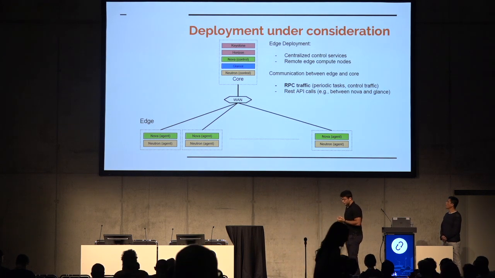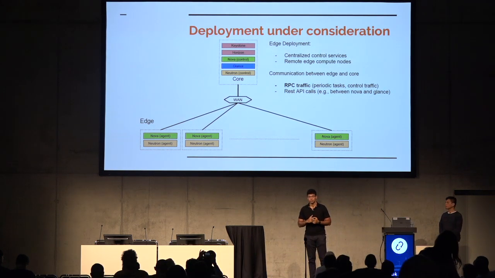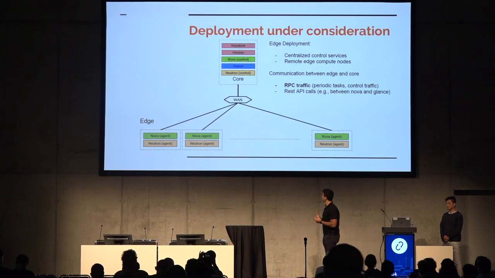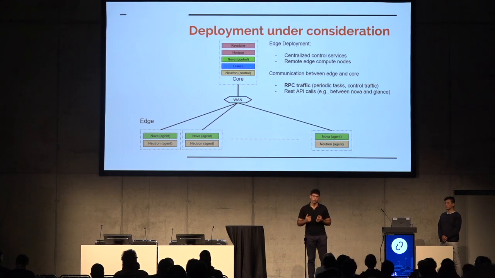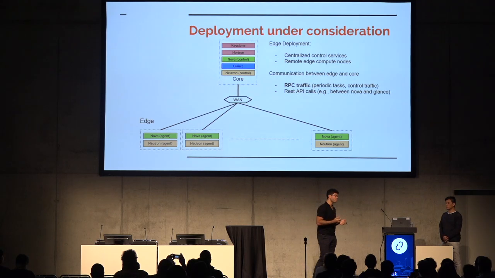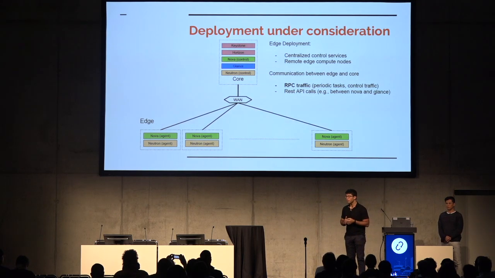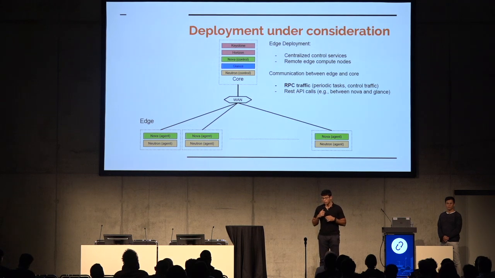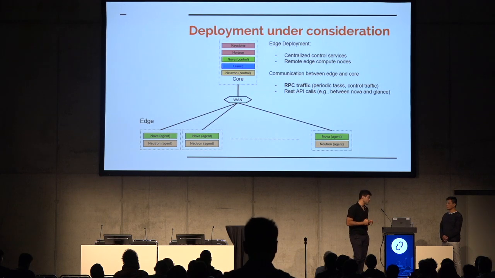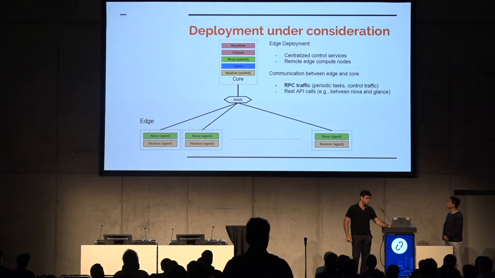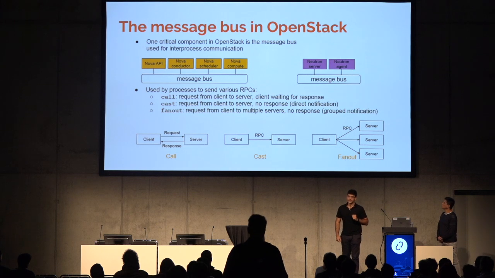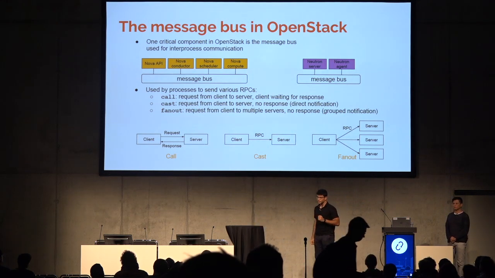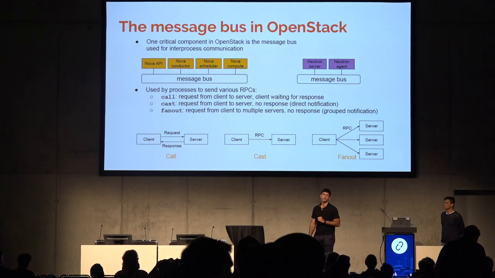So what kind of traffic do we see between the compute nodes and the control nodes? Well, you have RPC traffic, for example, Nova Compute sending information to Nova Conductor. And you have REST API calls, for example, from Nova to Glance or from Nova to Neutron. But we are going to focus in this presentation on the RPC traffic, which goes through the message bus. So what's up with the message bus? Well, it is one of the most critical components of OpenStack because it carries all the inter-process communication.